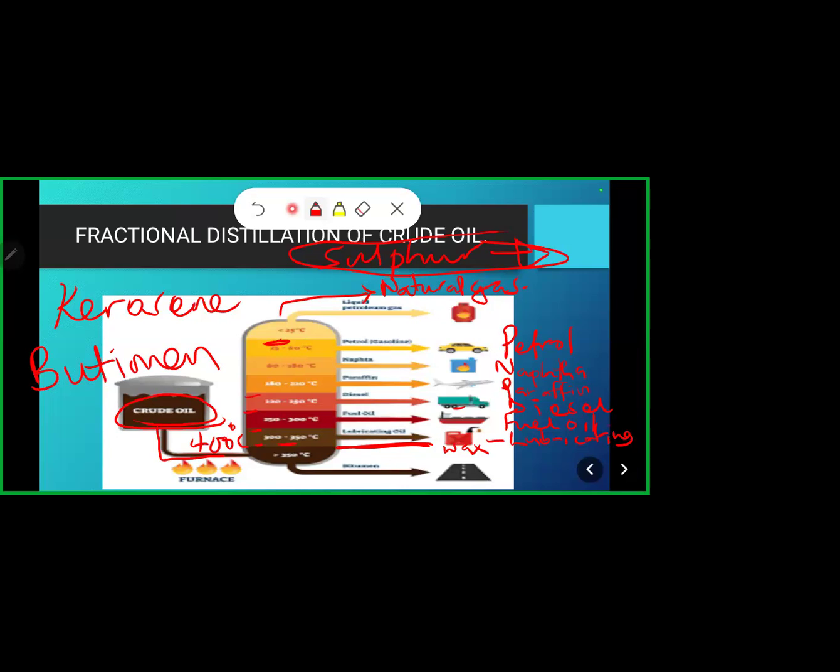Then, lubricating oil, uses of lubricating oil. Doreen. It is used also to reduce friction. Okay. Jeremy. It is used to prevent rusting.